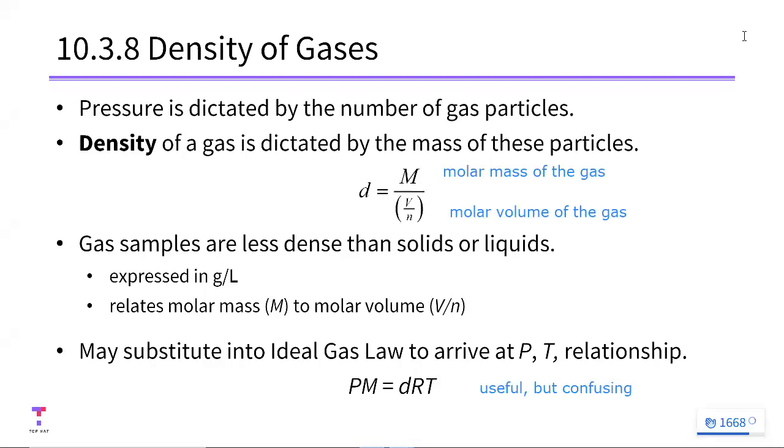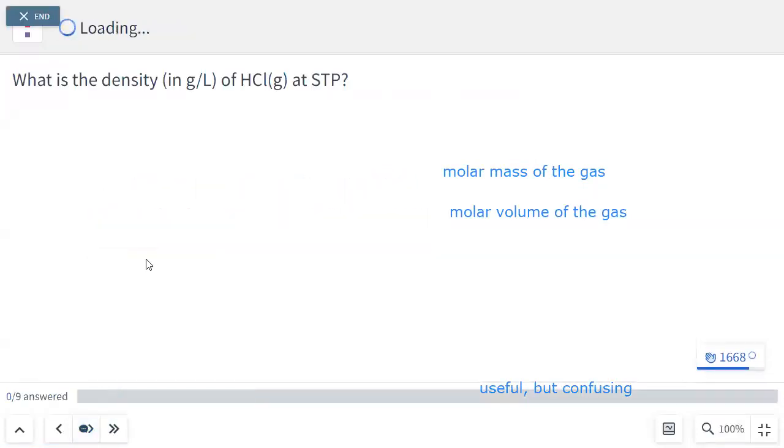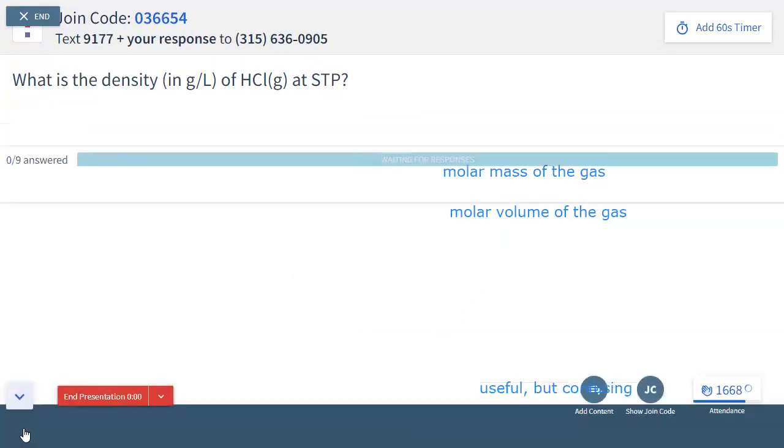Let's take a look at another example. What is the density of hydrogen chloride gas at STP?